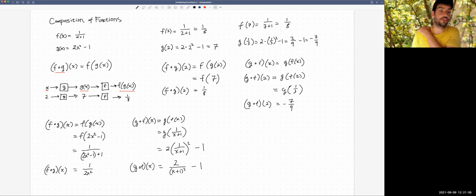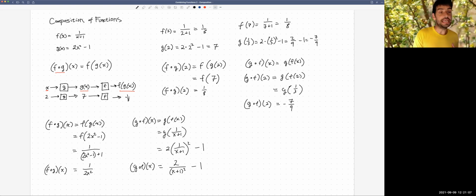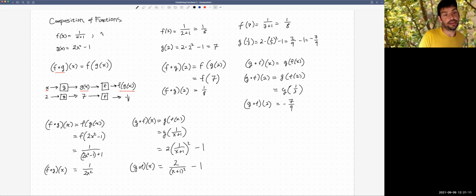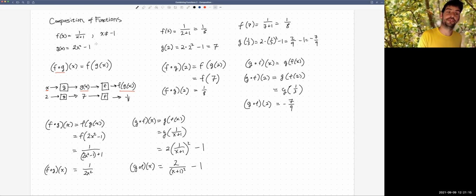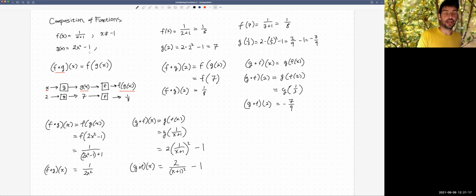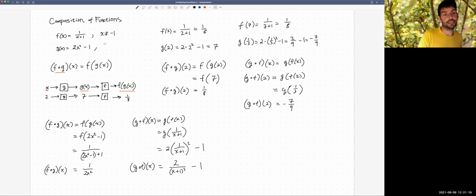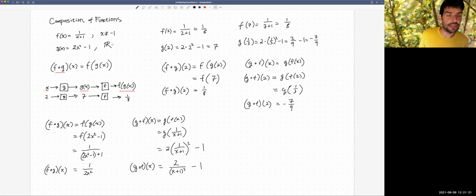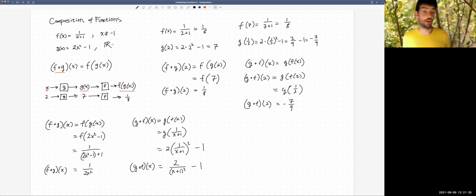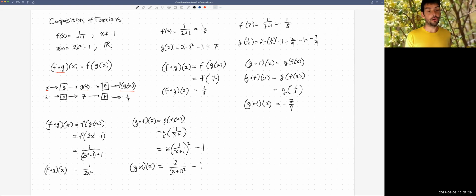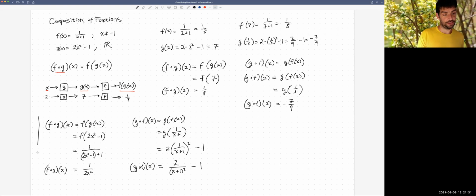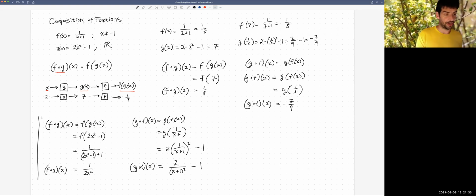domains. Notice the domain of f, let's write the domain after it, is x not equal to -1, right? We get a 0 in the denominator. Here we've got a parabola. We can put any real number into x there, square it, multiply by 2, and subtract 1. There, the domain is all real numbers. Let's look at f composed with g of x, this function right here.